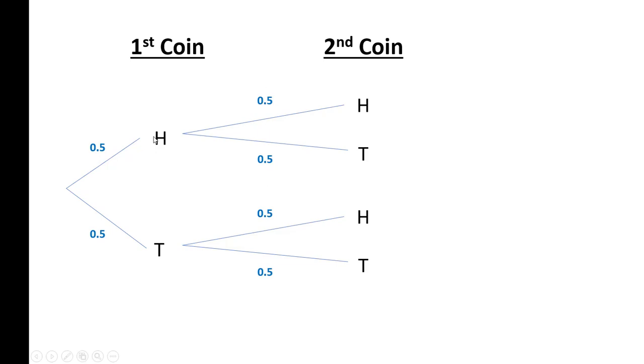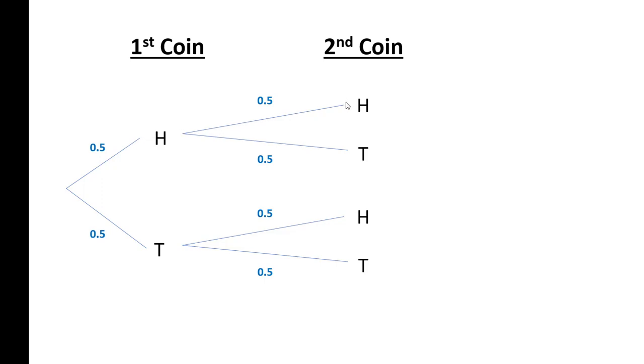Now, some of you might be a little bit confused because if you add 50 plus 50 together, you get 100%. And if you add all these 50s together, you get 200%. But you have to realize what a tree diagram is showing you. You start here, and then you trace down the branch to figure out the total probability.